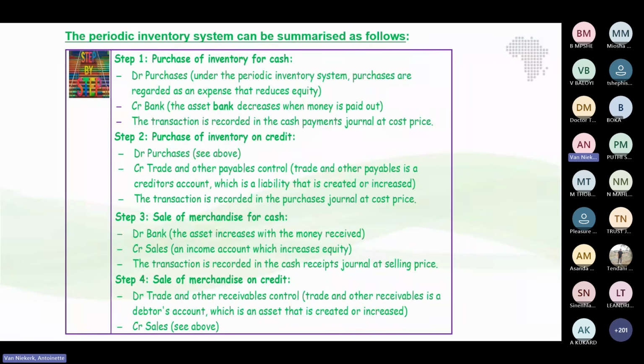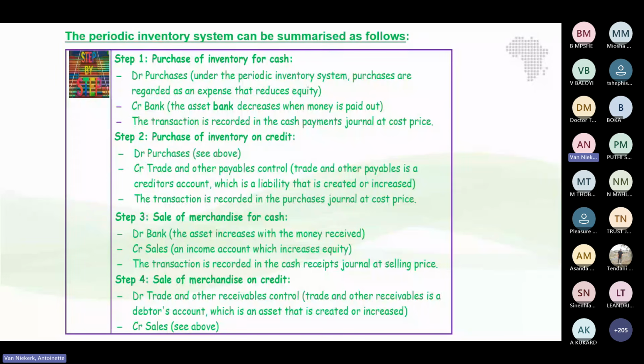Now, this transaction is recorded at selling price because you are selling merchandise. Now, step 4, your sale of merchandise or inventory on credit. On credit, we know bank is not applicable. It's either trade and other receivables or trade and other payables, which is your creditors.